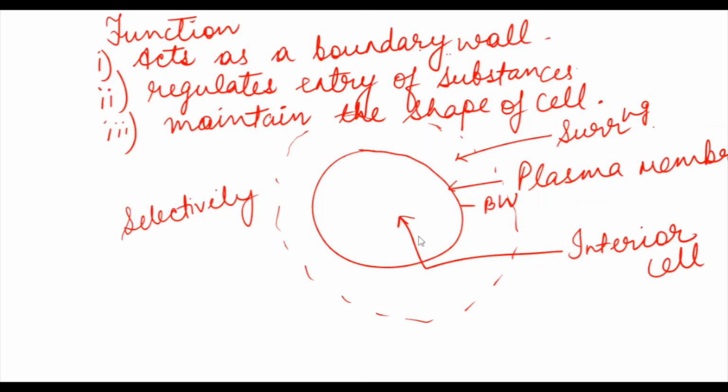Okay? Third one, just like the cell wall of a plant cell, which is the outermost membrane in case of a plant cell, in an animal cell especially, not only in plant cell but in animal cell especially, the cell membrane is responsible for the shape of the cell. That means whatever shape the cell membrane has got, the same shape is maintained by the cell.